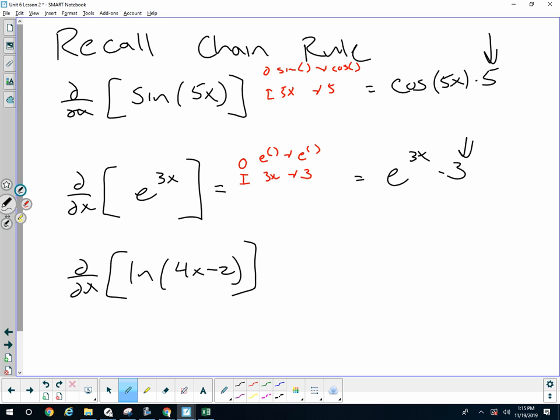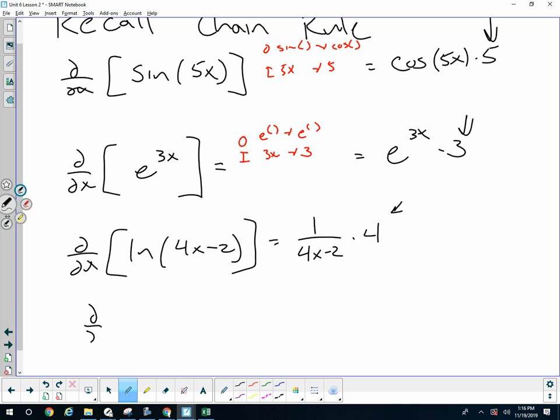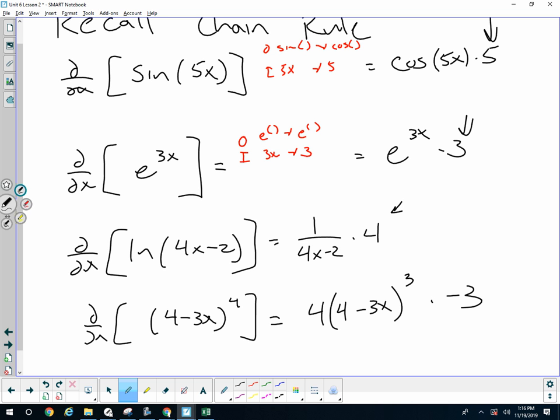Okay, the derivative of e to the 3x will have a 3 involved. Log of 4x minus 2 would be 1 over 4x minus 2 times 4. The 4 shows up. If I did something as simple as the derivative of 4 minus 3x to the 4th power, we would take the derivative of the outside, and then we'd have to multiply by that negative 3.